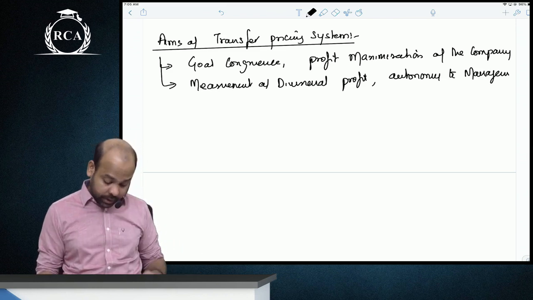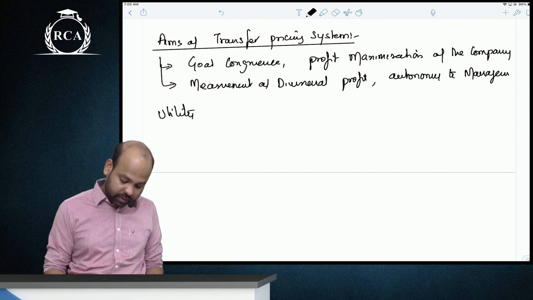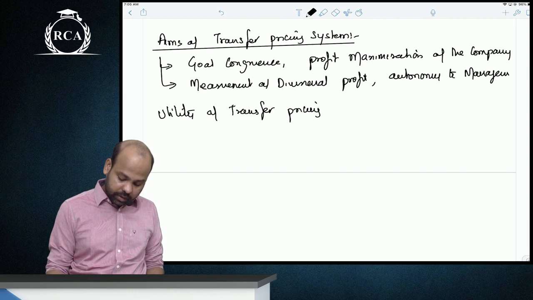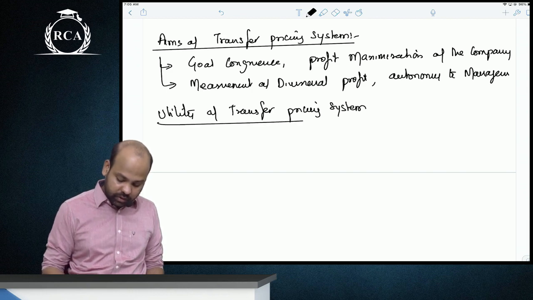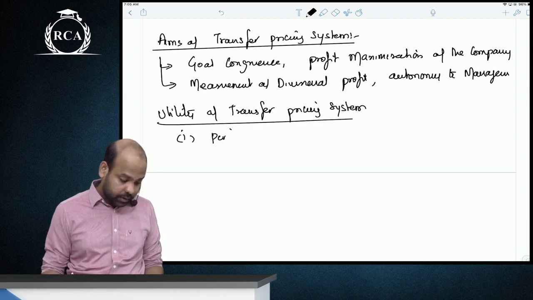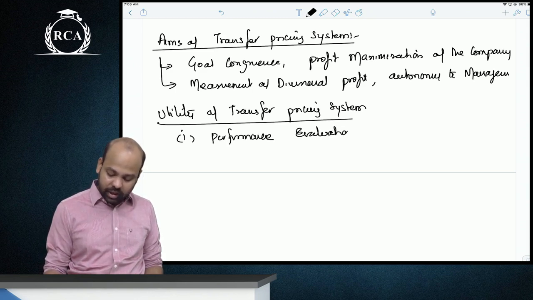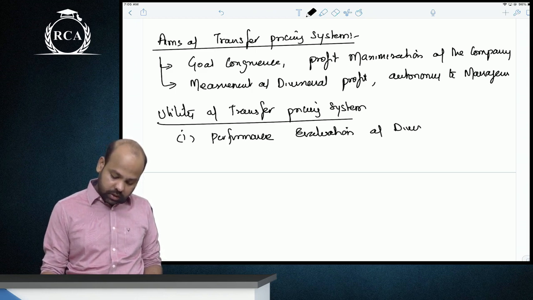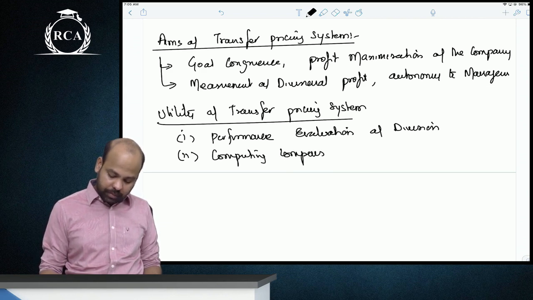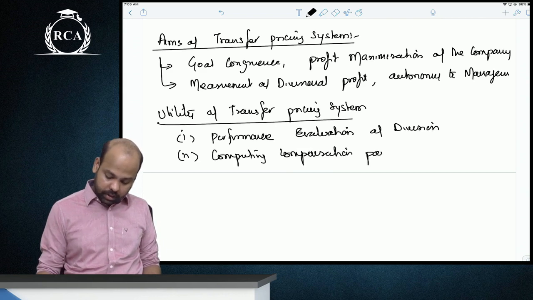And then, when it comes to the utility of a transfer pricing system, remember utility in the exam. Utility of transfer pricing system, as to how it is used. First one is to measure performance. Performance evaluation of divisions. Computing the compensation payable to employees. Right, sir?